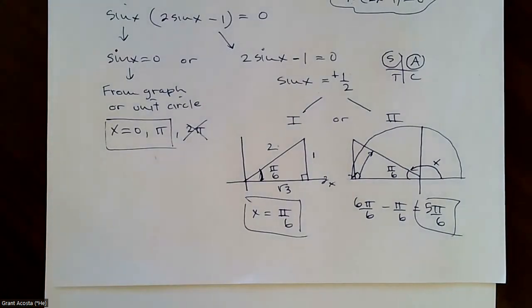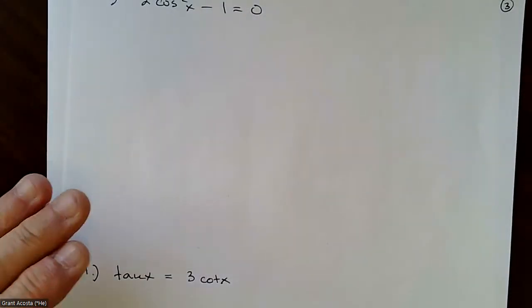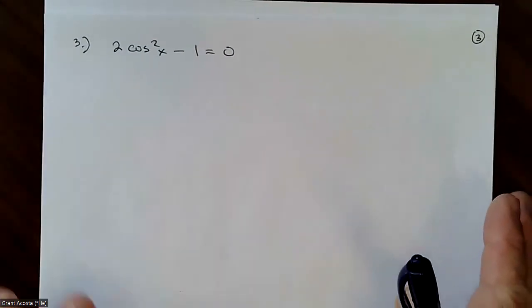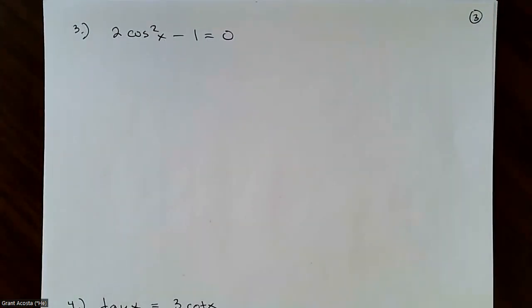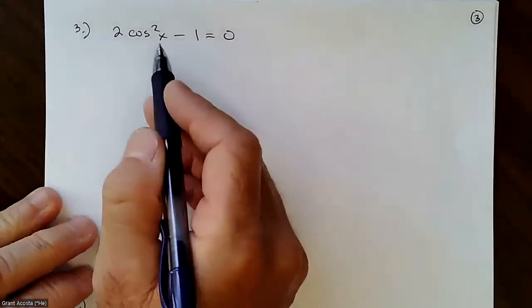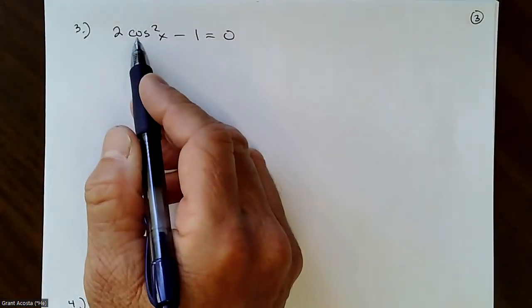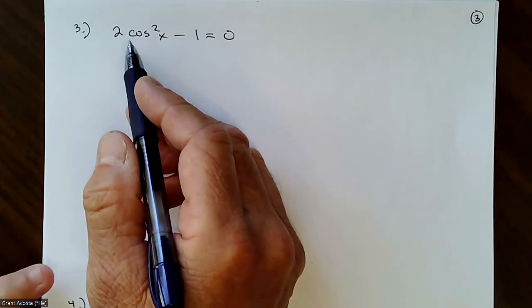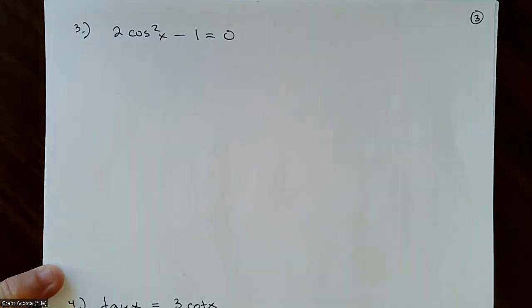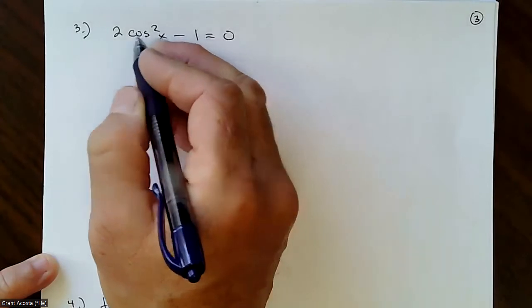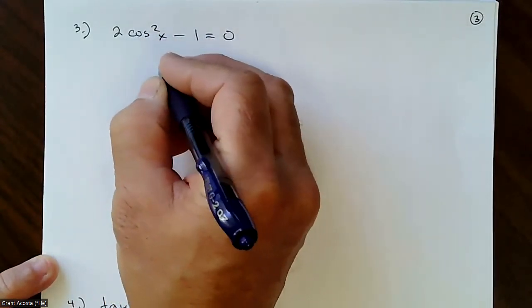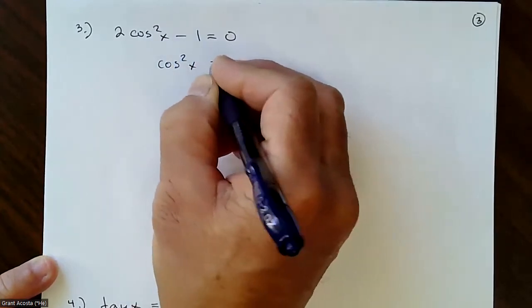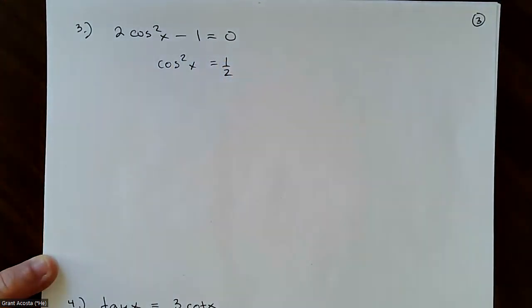Okay, let's practice solving some more. 2 cosine squared x minus 1 equals 0. So your general strategy, if you can, is to try to isolate the cosine, isolate the trig function, or do some factoring as we saw in the previous one. But here, since there's only 1 cosine squared, I could move the 1 over, divide by 2, and I'm going to get cosine squared x equals 1/2.